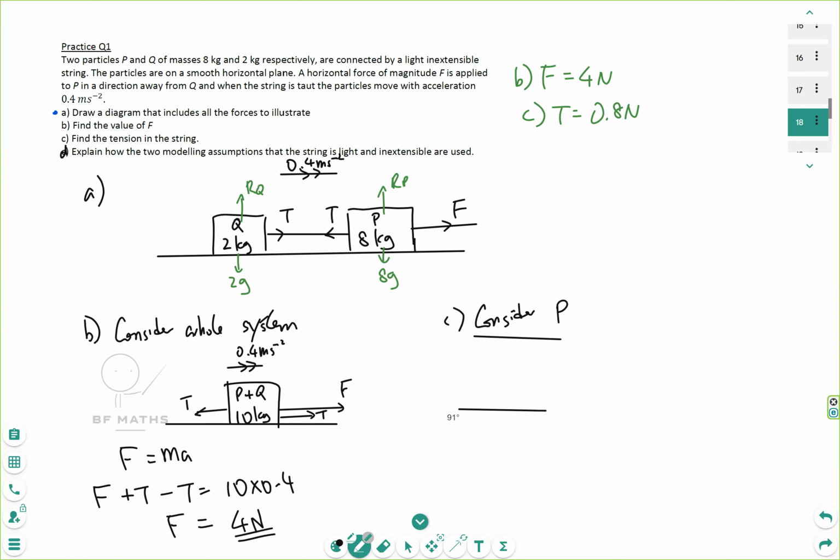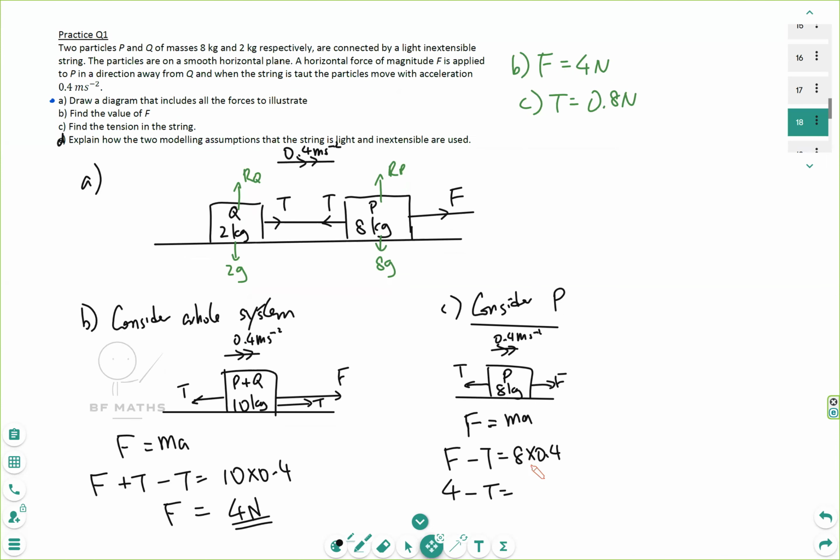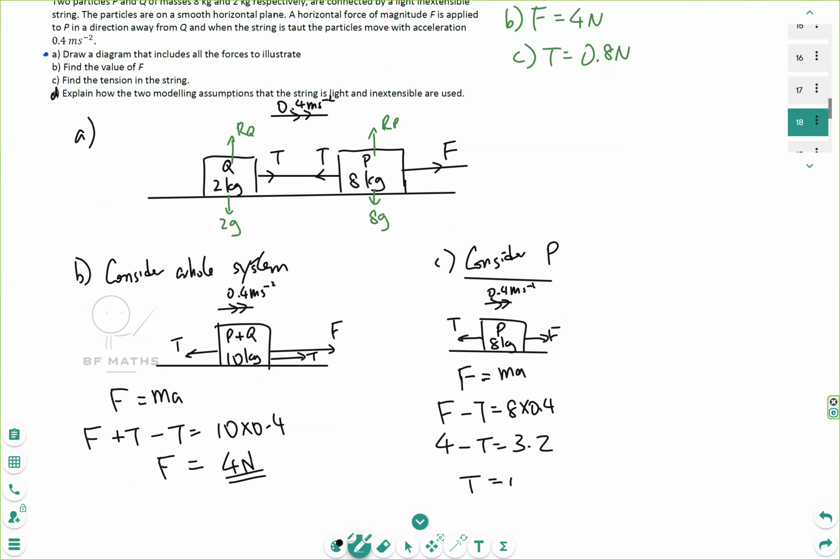If you consider P, that's 8 kilograms. We've got force pointing forward, tension pointing backwards, and acceleration of 0.4 meters per second squared. So F equals ma. The force to the right is F minus T equals 8 times 0.4. Now note the mass of P is 8, not 10. F we've calculated is 4, so 4 minus T equals 8 times 0.4, which is 3.2. If we rearrange it, T equals 0.8 Newtons.